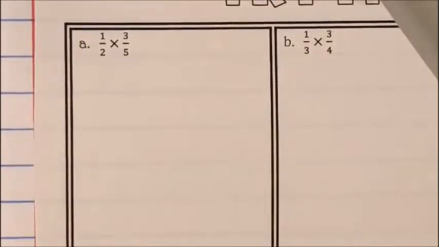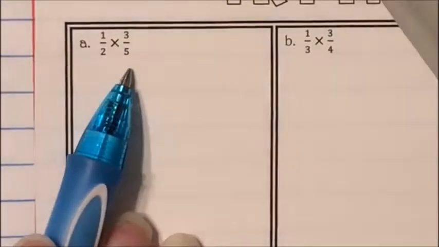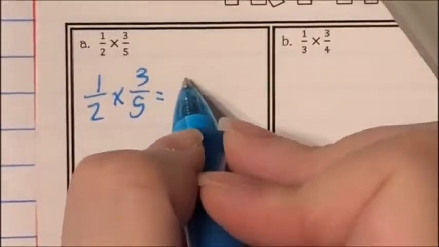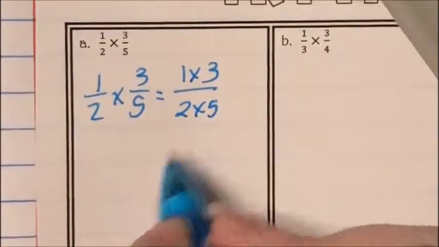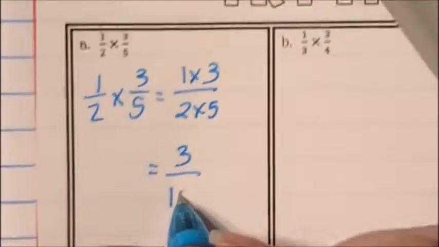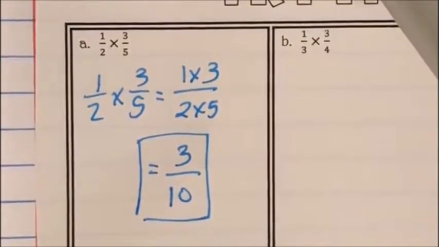All right, now that you've had a chance to try out the try it problems, let's go over the answers together. So the first one I have, A, is 1/2 times 3/5. Okay, so I'm going to multiply straight across. I have 1 times 3 over 2 times 5. 1 times 3 gives me 3, and 2 times 5 gives me 10. So my final answer is 3/10.